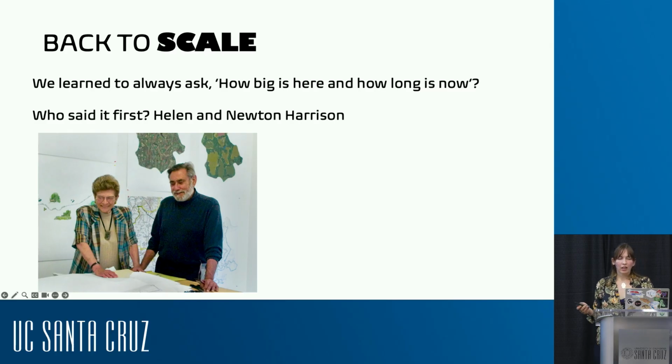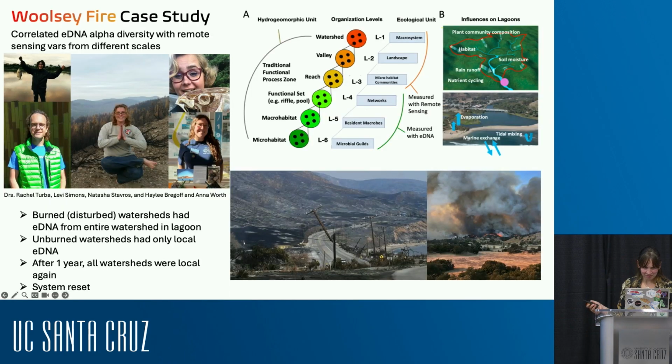So back to scale. Now we see all these projects build up. We always have to ask, okay, for this project, for the eDNA that we think we're going to be sampling, how big is here and how long is now? And that was said first, way before we got there, by Helen and Newton Harrison, who have a huge legacy at UC Santa Cruz. So involve artists early, and they'll think faster than you as a scientist, and they'll save you a lot of years of work.